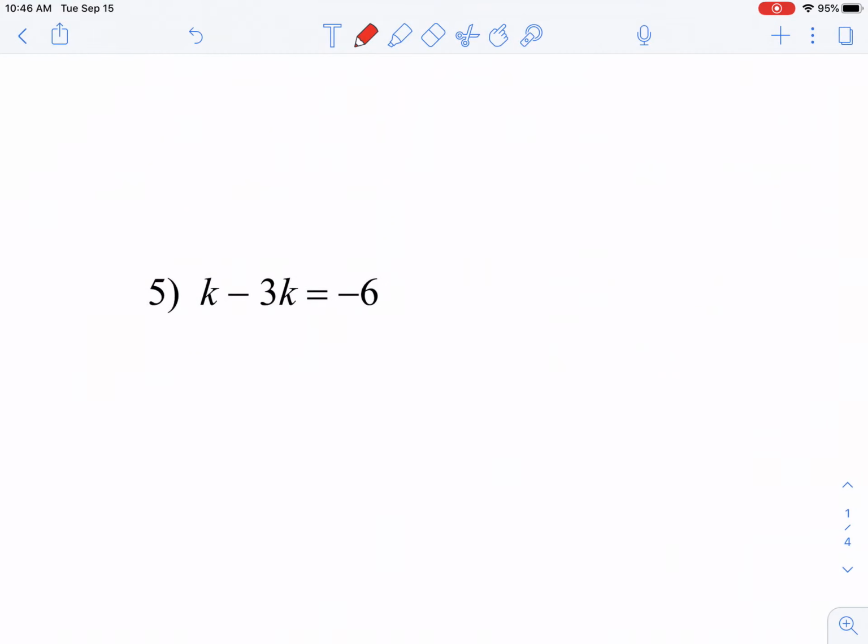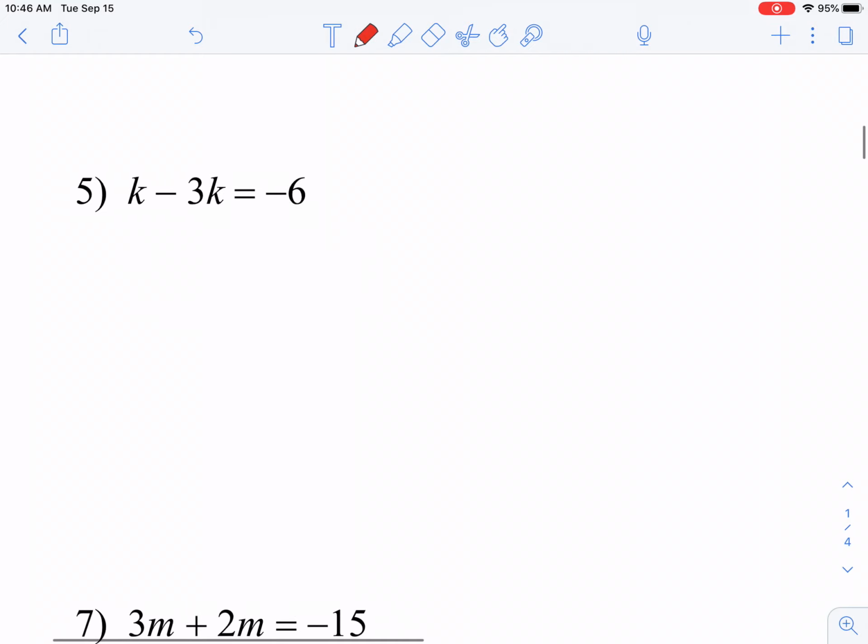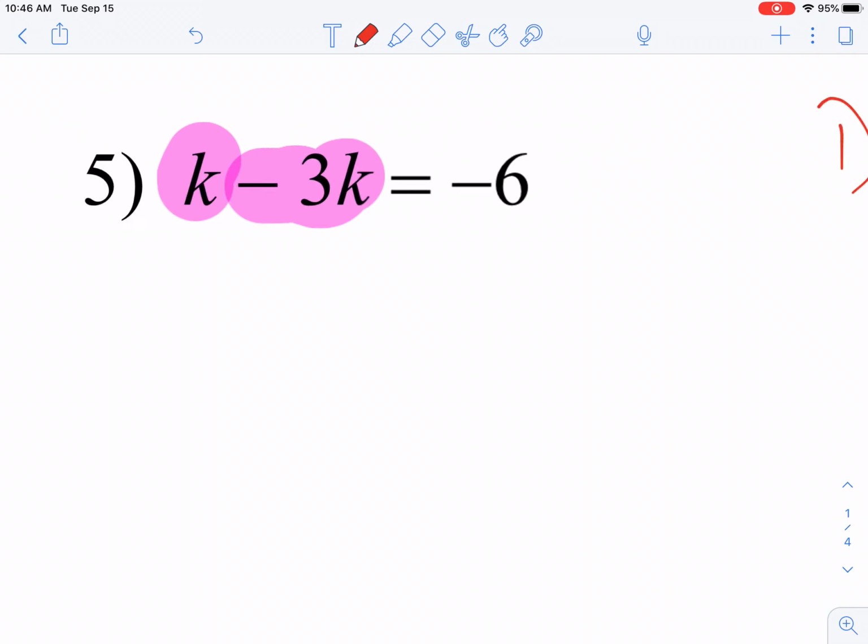Today we're going to pick up where we left off yesterday, and we're going to talk about combining like terms. So the first step in these types of problems is to combine the like terms. Remember, like terms are either numbers that are just numbers, or they are numbers that have variables. So in this case, k and negative 3k are like terms. Also remember from last time that whenever you combine like terms, you're actually adding. Don't forget that there's a 1 right here. So 1 plus negative 3 is going to equal negative 2.